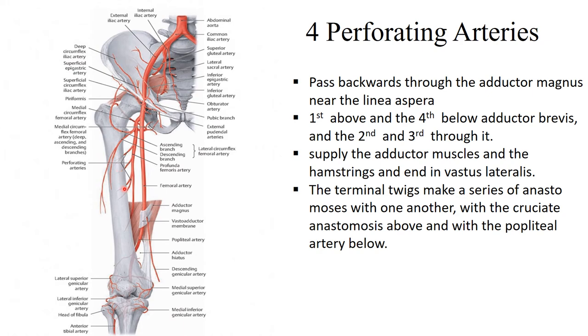Now the third perforating artery starts distal to the adductor brevis, passes through the attachment of this and adductor magnus, and divides into branches which pass posteriorly to supply the hamstring muscles. When it passes through the gap in the insertion of the adductor magnus, it passes posteriorly and supplies the hamstring, and the terminal portion of the profunda femoris is known as the fourth perforating artery. So these are the four perforating arteries which supply the back as well as the medial portion of the thigh.